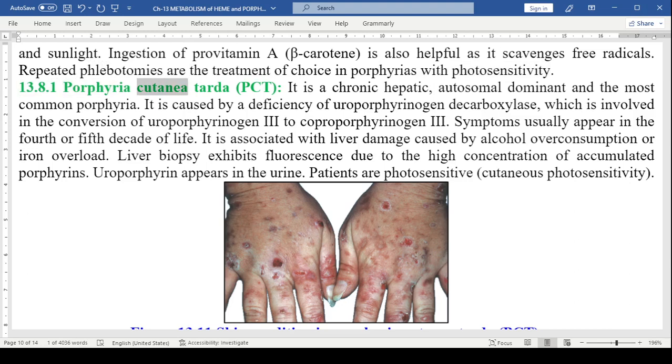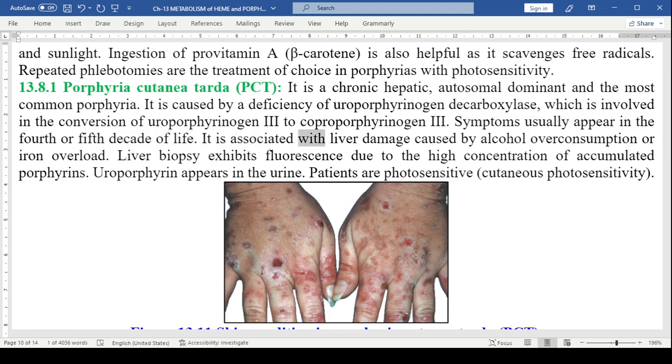13.8.1 Porphyria cutanea tarda, PCT. It is a chronic hepatic, autosomal dominant, and the most common porphyria. It is caused by a deficiency of uroporphyrinogen decarboxylase, which is involved in the conversion of uroporphyrinogen 3 to coproporphyrinogen 3. Symptoms usually appear in the 4th or 5th decade of life.